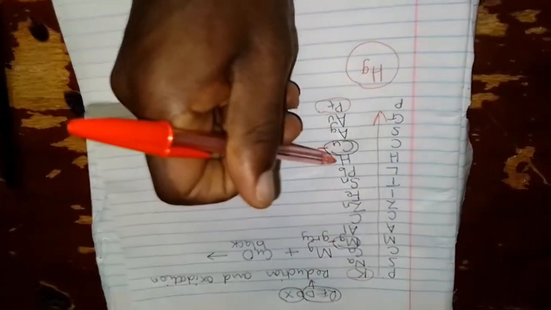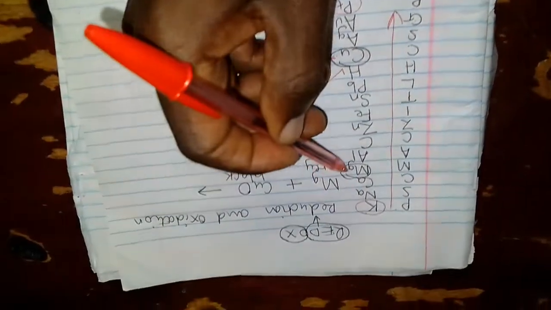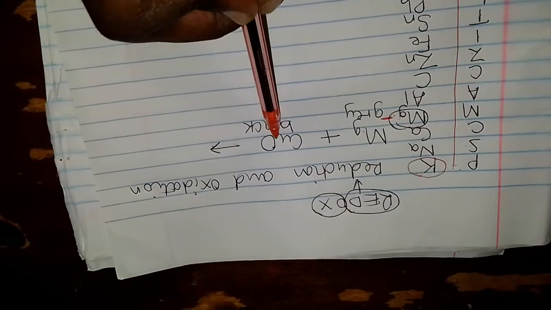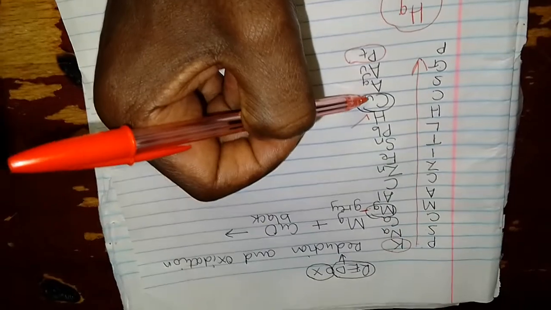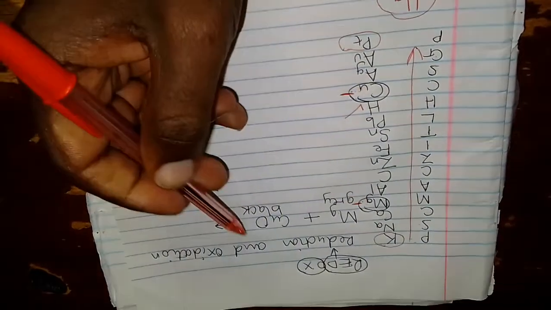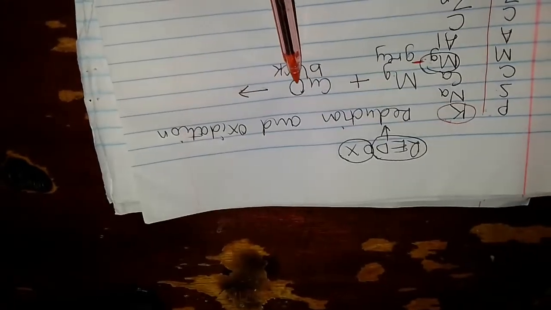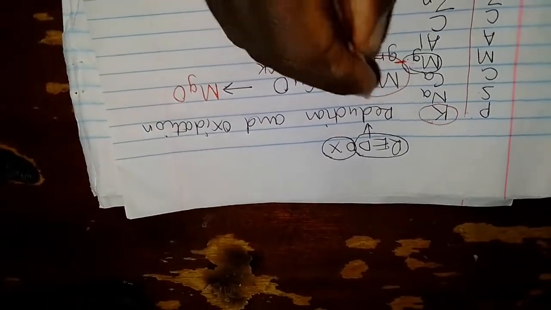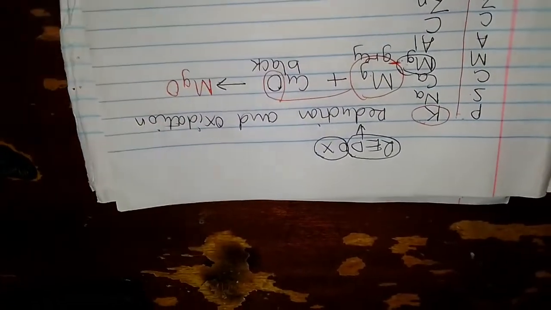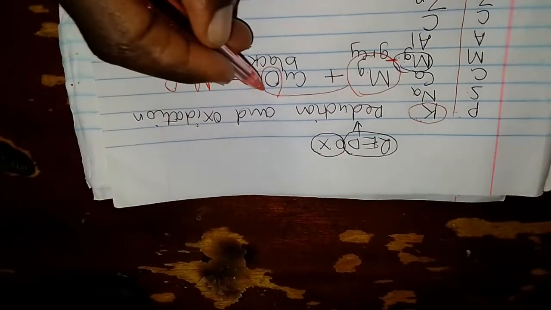Now coming back here, copper is more reactive than hydrogen but less reactive than magnesium, which makes it possible for it to be displaced from its oxide. Magnesium is more reactive than copper, so it has a high ability of displacing copper from its oxide. What are we going to get? We are going to get magnesium oxide. That means the magnesium picks the oxygen. Then it forms magnesium oxide.